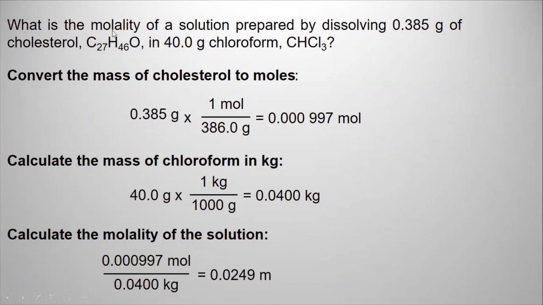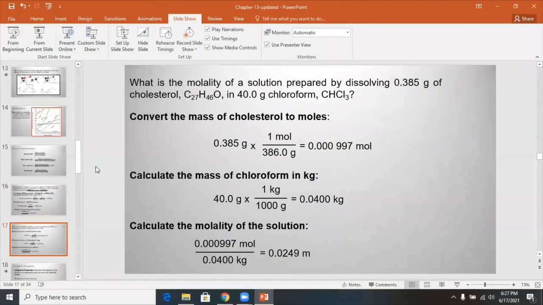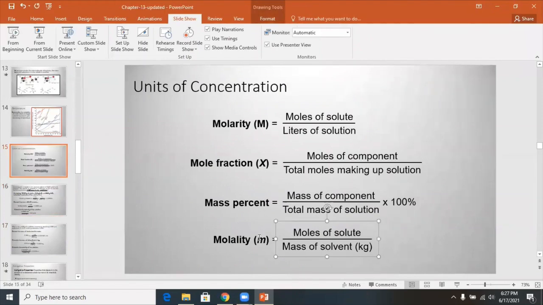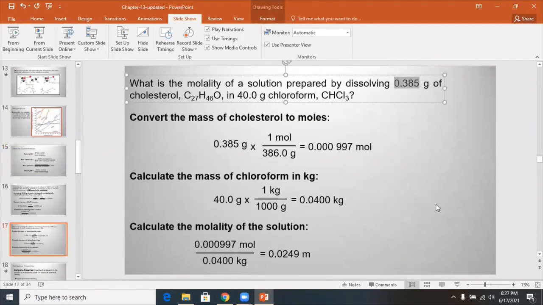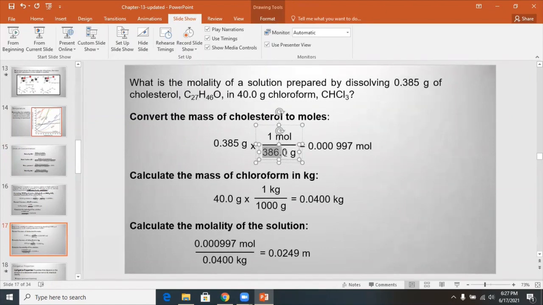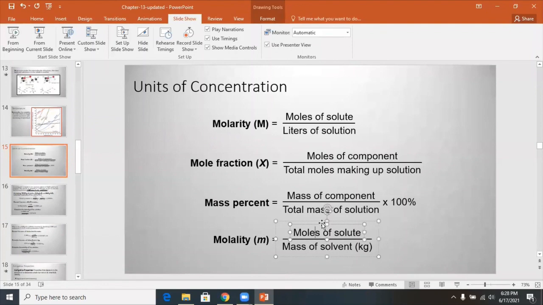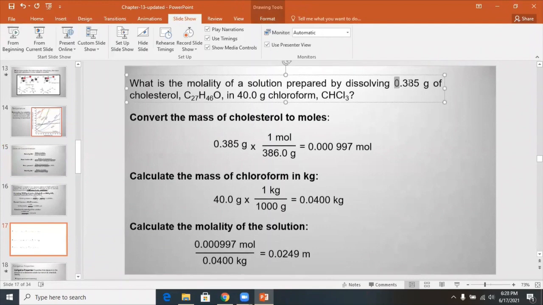So we are looking for molality. If I'm looking for molality, here is the equation. I need the moles of solid. Do I have the mass? Yes, I have the mass of cholesterol. Do I have the formula for cholesterol? Yes. So I can determine the molar mass. Here is the molar mass of cholesterol, 386 grams per mole. So the first part here, I can determine immediately. All I need is the moles. I have the grams, and I have the molar mass.